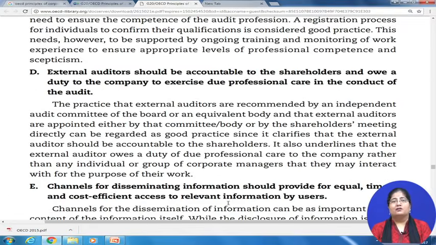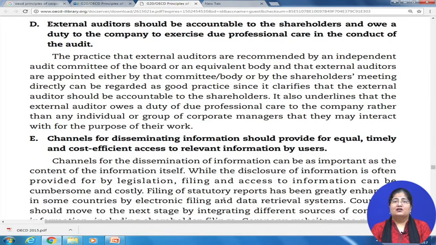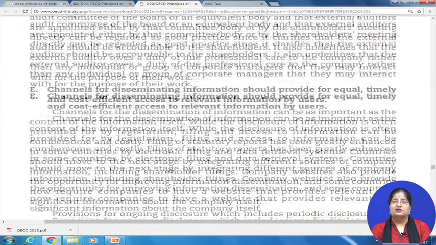External auditors should be accountable to the shareholders and owe a duty to the company to exercise due professional care in the conduct of the audit. Channels for disseminating information should provide for equal, timely and cost efficient access to relevant information by users.